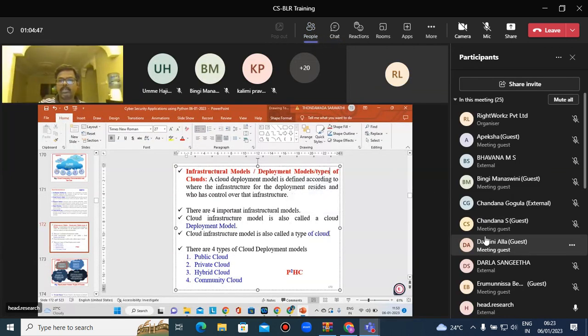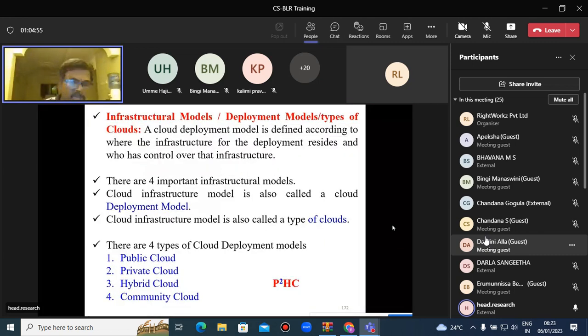Okay. Types of clouds. There are 4 types of clouds: public cloud, private cloud, hybrid cloud, and community cloud. The short form is P square HC. P stands for public cloud, the other for private cloud, hybrid cloud, community.